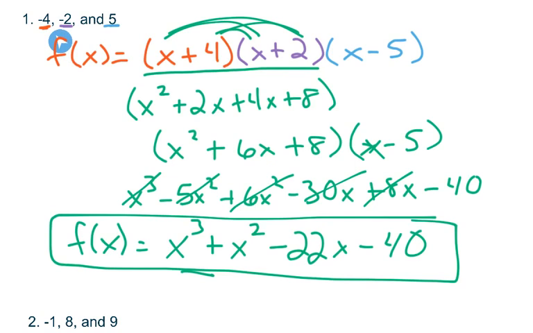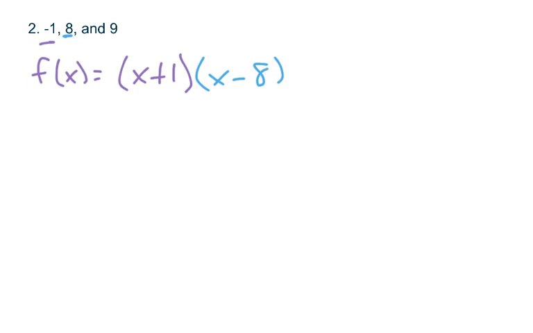Let's try one more here. Let's see, slide this up. Negative 1, 8, and 9. Again, use your function, f of x. The zeros tell you the opposite of the factor, so negative 1 would be x plus 1. Let's see, 8 would give us x minus 8, and 9 would be x minus 9.